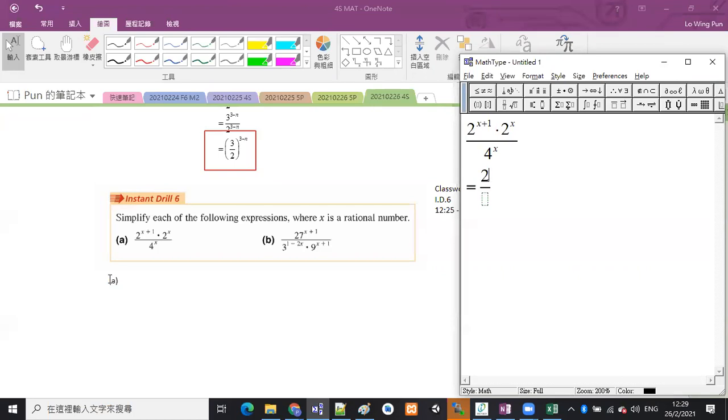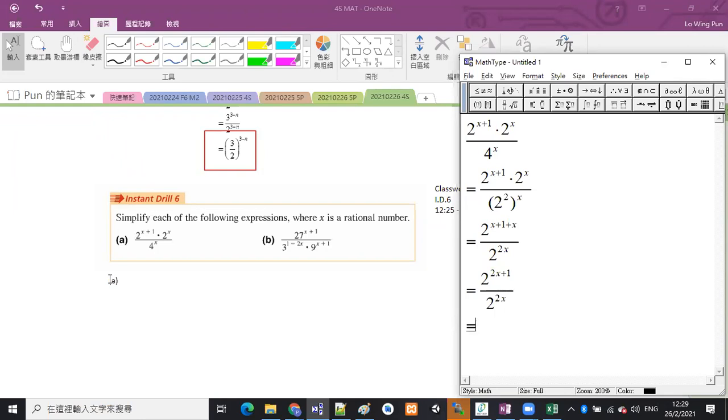Luckily, 2 to the power x plus 1 times 2 to the power x has the same base. Just change this 4 to be 2 squared, and then power x. For the upper part, we add the indexes together, x plus 1 plus x. For the lower part, we multiply the indexes, 2x. So we have 2 to the power 2x plus 1 divided by 2 to the power 2x.